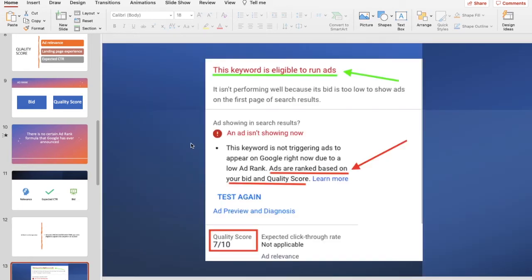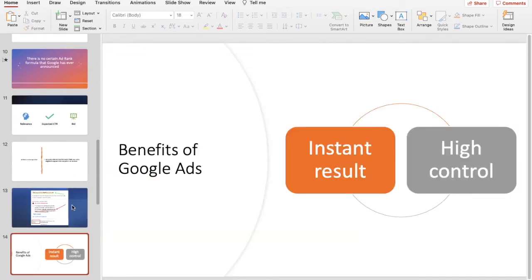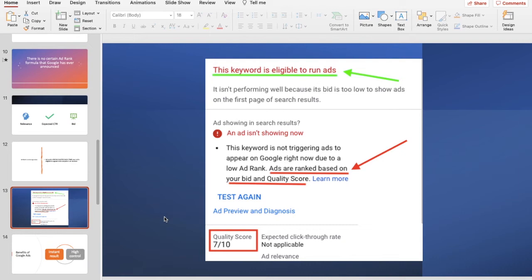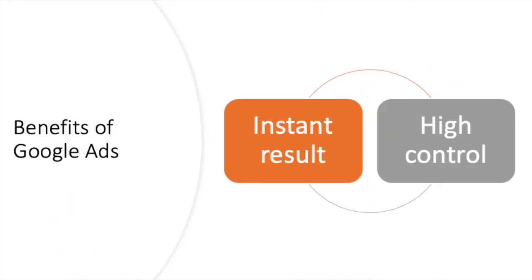Let me show you a quick example. This keyword has an ad quality of 7 out of 10, which is pretty good, and this keyword is eligible to run ads. However, an ad isn't showing now for this keyword because the bid amount for this keyword is lower than the bid threshold that Google requires for an ad to be shown in the search results. And it clearly says over here that ads are ranked based on your bid and quality score.